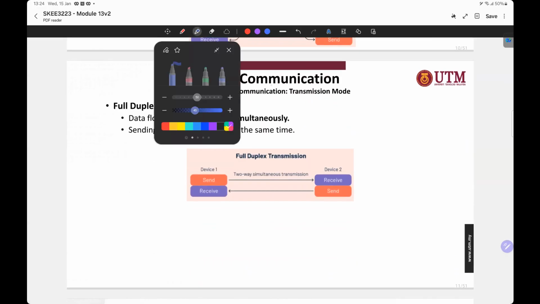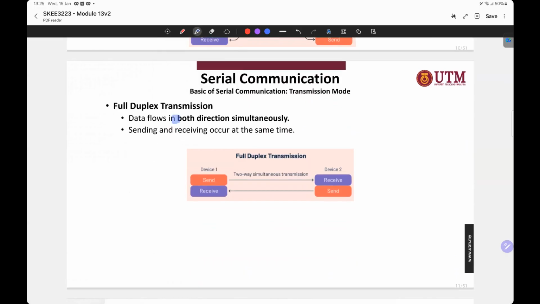So the keyword here is simultaneously. Sending and receiving occur at the same time. An example of full duplex transmission mode is the telephone. While you are talking over here, your friend also can talk back over there. You can both talk at the same time. So that is the full duplex transmission mode.